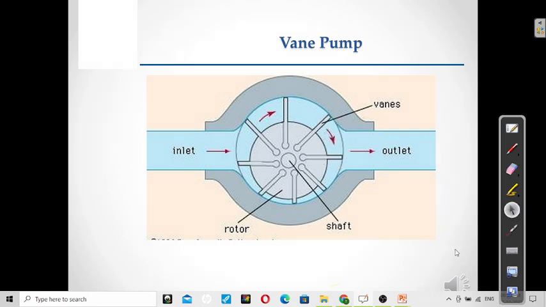Here also the rotor is there. This is the rotor, which is connected with the shaft. If the motor is on, the rotor will rotate. With the help of this rotor, the vanes also give pressure to the inlet oil. From the unpressurized inlet oil, we will have a pressurized output oil with the help of the interconnection of the vane pump. These are all the many applications for the hydraulic system.